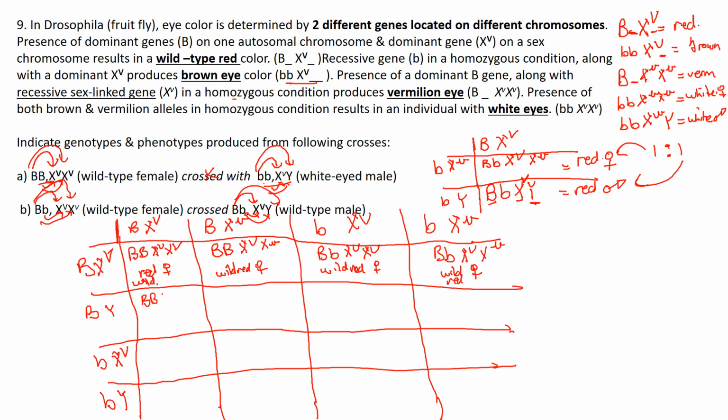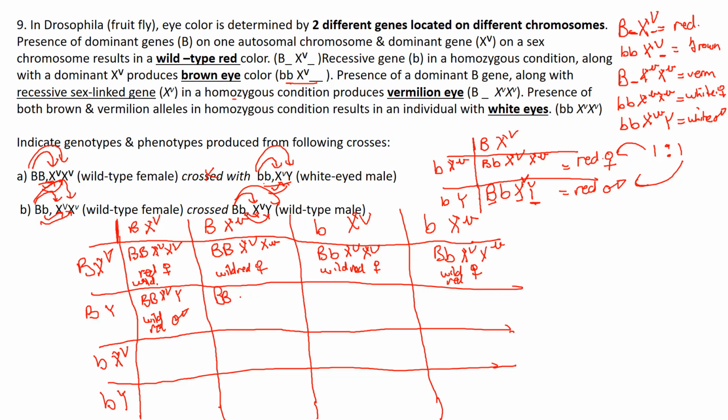Capital B, X with a capital V and a Y. Again, if you have a capital B with a capital V on that X, I don't care what the other allele is, it's still going to be a wild red, but when it has a Y, that's going to give me a wild red male. Okay, and we do have to separate those guys when we do the phenotypes.